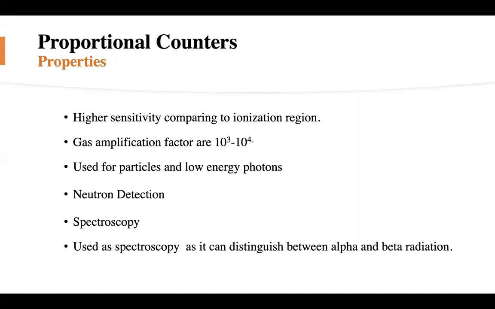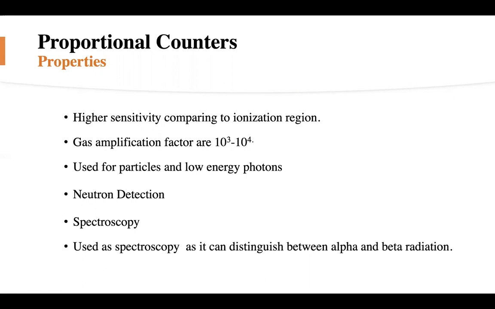The proportional counter has some properties which are useful in some applications. It is a more sensitive detector compared to the ionization detector. Gas amplification is about 1,000 to 10,000 compared to the ionization chamber. Ionization chamber, no amplification. It can be used for particles and low energy photons because even low energy can produce this kind of signal, which is easy to detect.